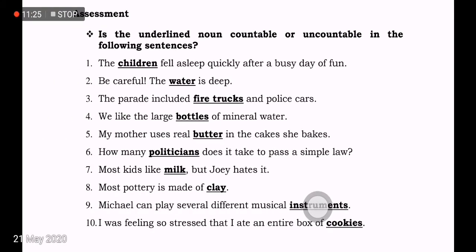So this thing I have taken from SIE, that means State Institute of Education. It's especially for class 9 students. You are supposed to do this at your home. There are some 10 questions and you have to answer whether these underlined words and nouns are countable or uncountable, and make sure when schools are open you come with this assignment done at your home. Those students who are studying in my school, BHS Badrahar, I want you to have this assignment done and send it to me on my personal WhatsApp.